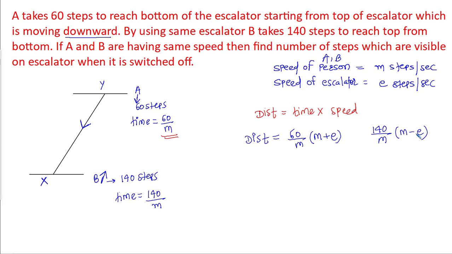This formula we are using here, over here, distance represents what? Distance represents the number of steps which are visible on that escalator when it is switched off. So these two distances are supposed to be the same. So let's solve this and we will get the answer.